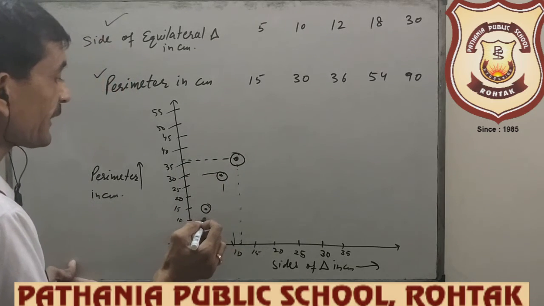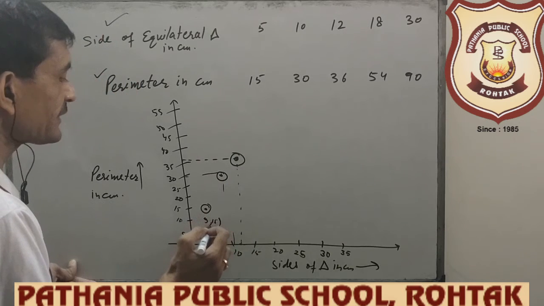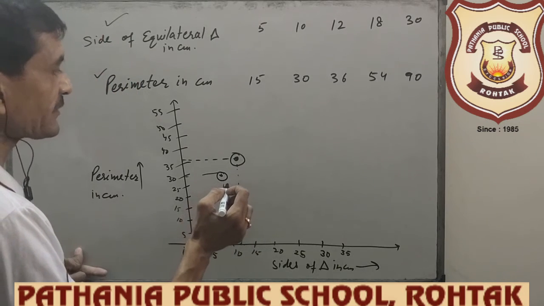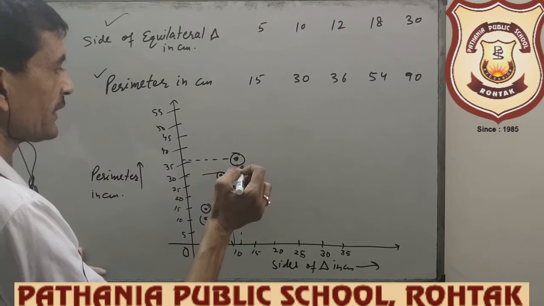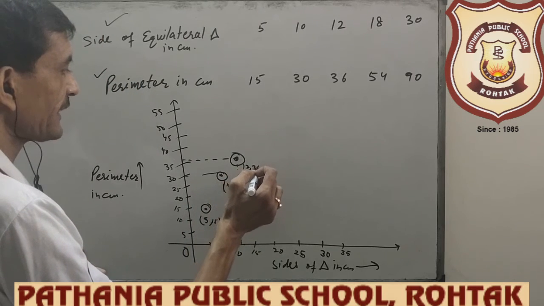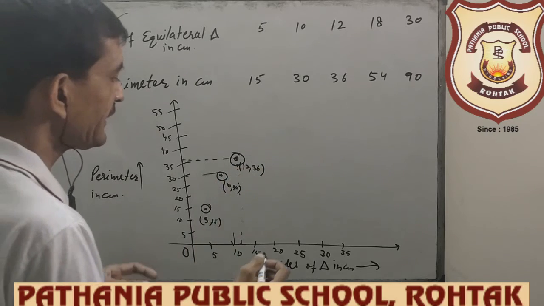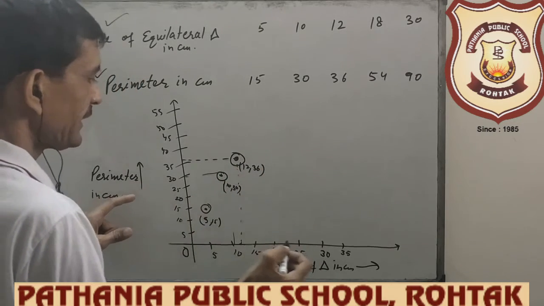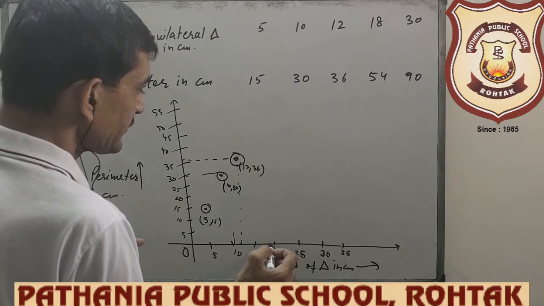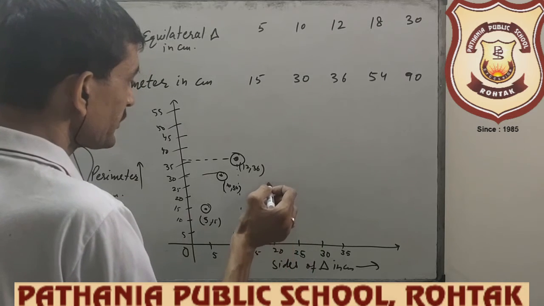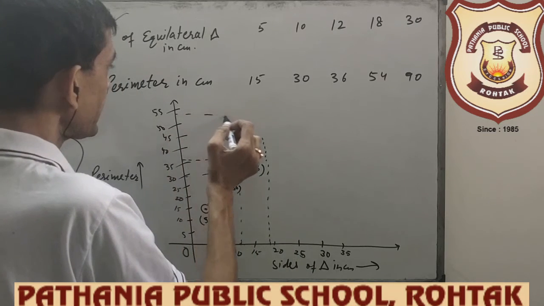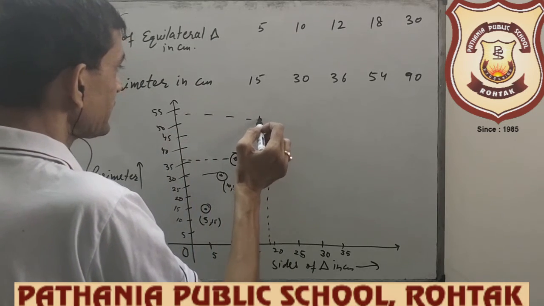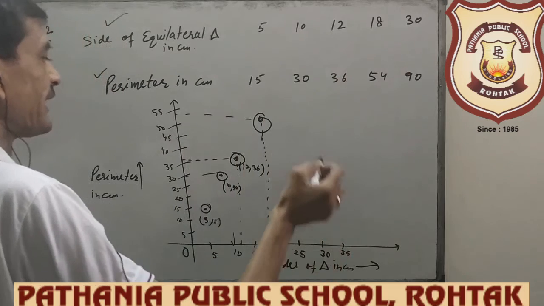And it is better if you write here (5, 15). Write the coordinates, son: first the x-coordinate, then the y-coordinate. 12, 36, like this. Next is 18, 54. Where will 18 come? Just below the 20. And where is 54? It will come from here, like this. This one is there. And 30, 90.